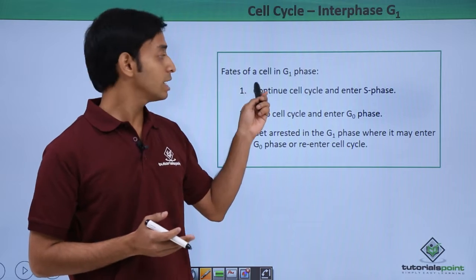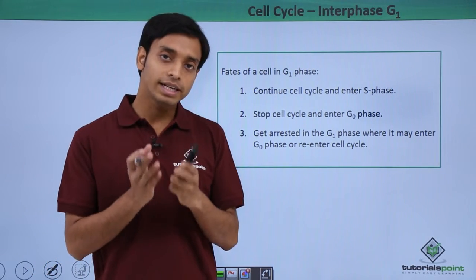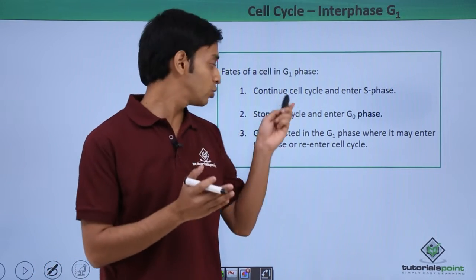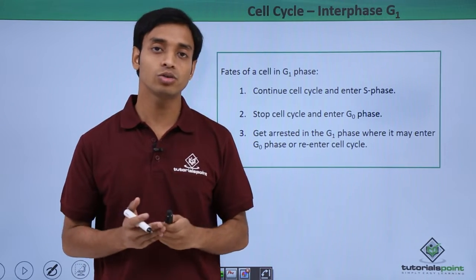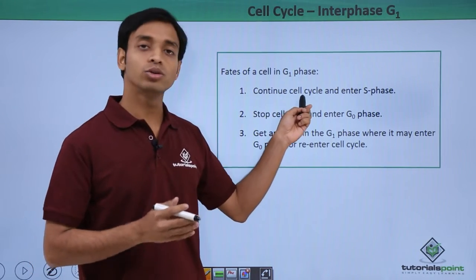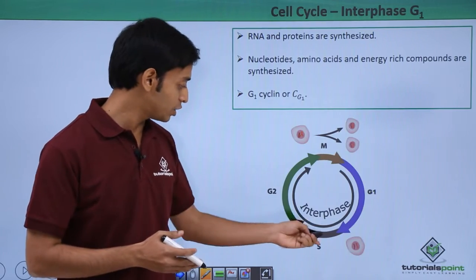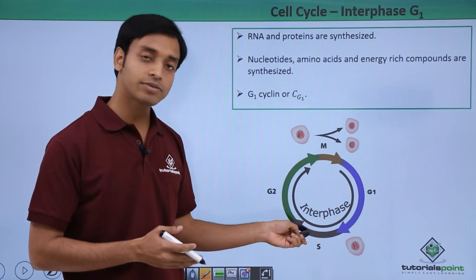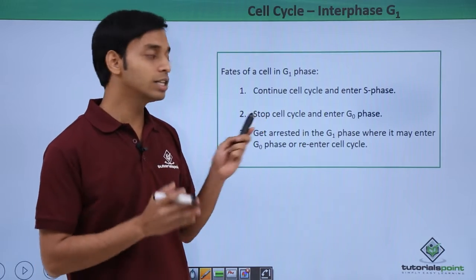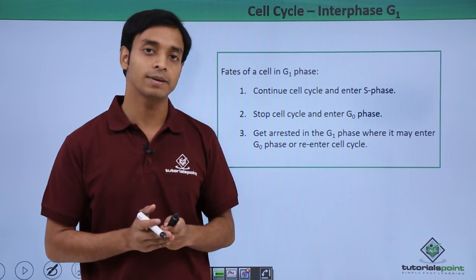Now, if a cell is in G1 phase, it can follow three different fates. What are those? First, it can continue the normal cell cycle and simultaneously enter the S phase. From G1, it can enter the S phase, that is the synthesis phase. This is the normal phase of the cell cycle.